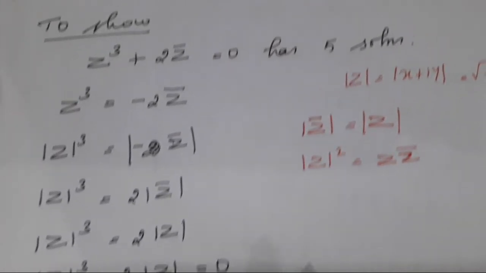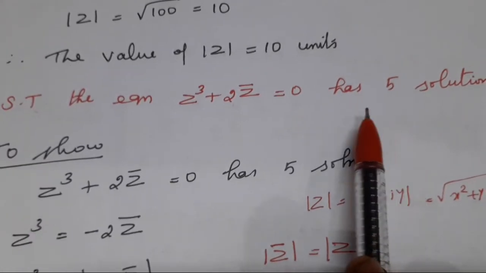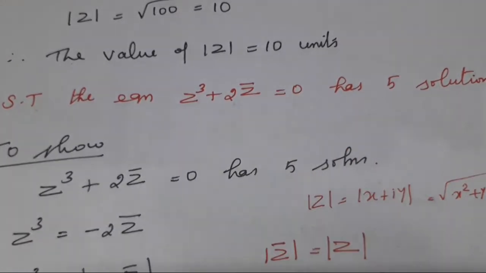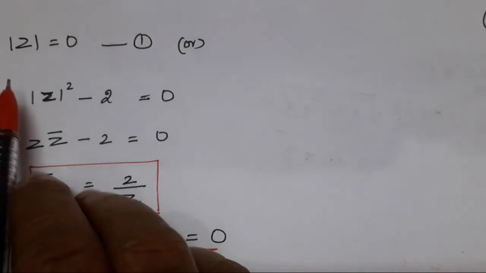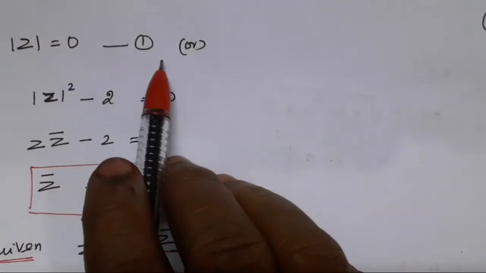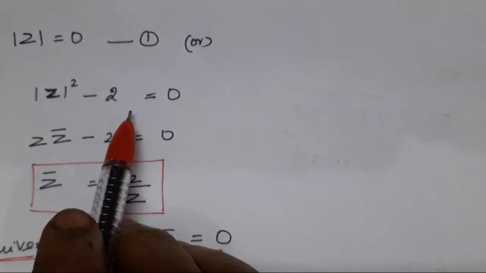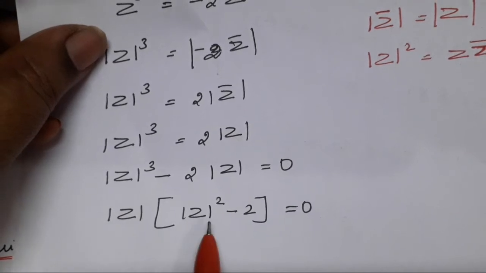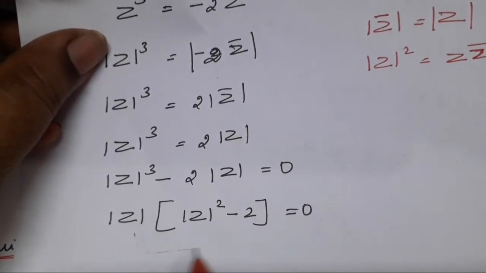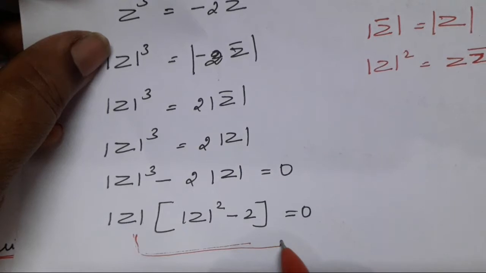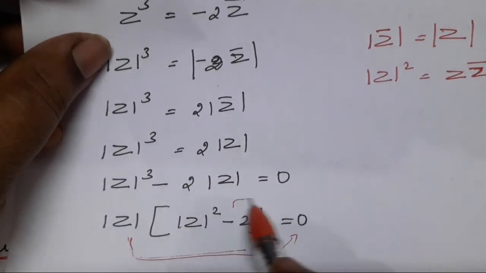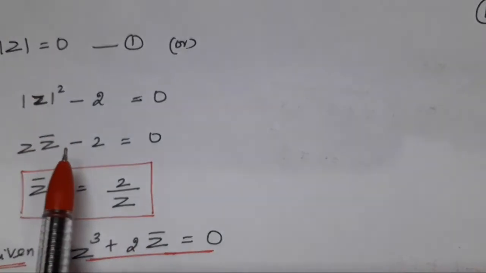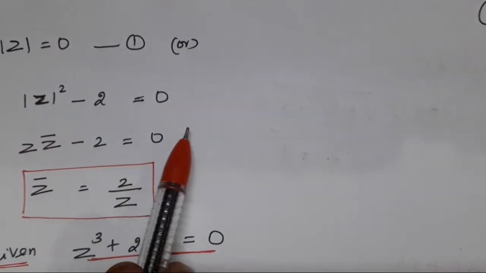But what are we going to find? How many solutions? 5 solutions. I have to prove that the equation has 5 solutions. So listen. Modulus of z equal to 0 is equation 1. Modulus of z square minus 2 equal to 0. Already I told you, here we take modulus of z outside, so modulus of z equals 0 as well as modulus of z square minus 2 equals 0. This step is used here.